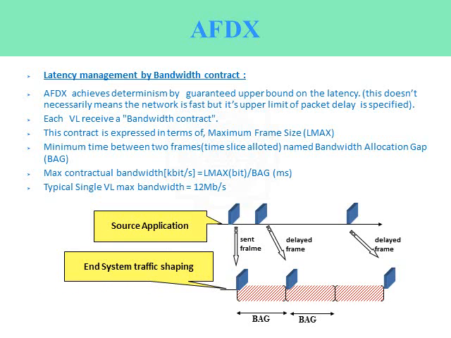So by this arrangement, you can see this BAG value, this bandwidth allocation gap. This much bandwidth has been allocated to this end system, and this much has been allocated for the same end system's next message. So you cannot overlap two messages within a BAG. By this, determinism is maintained.